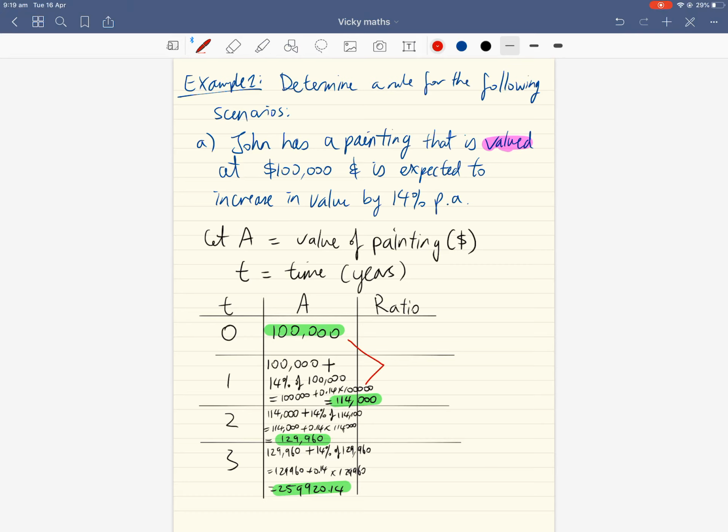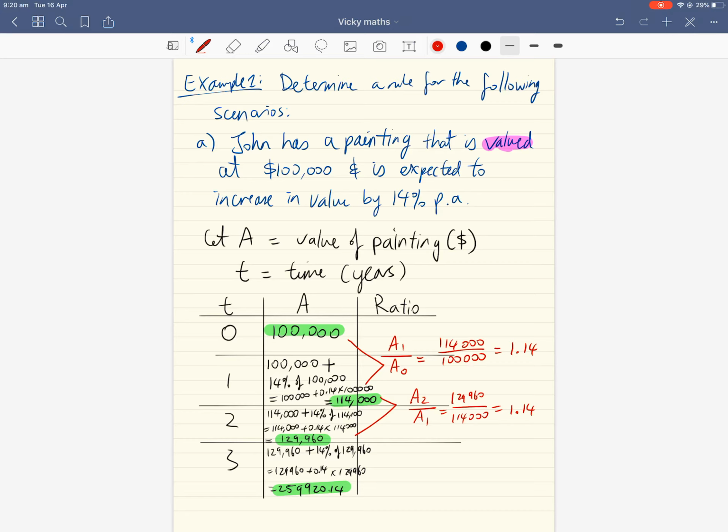So then let's look at the ratio. Ratio means we divide. So the first ratio is dividing the price of year 1 over the initial price. So in other words, it's 114,000 divided by 100,000. Using a calculator, you get 1.14. The next ratio is dividing the second year amount by the first year's amount, which is 129,960 divided by 114,000. So that's 1.14 as well.